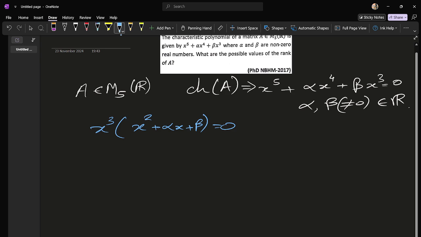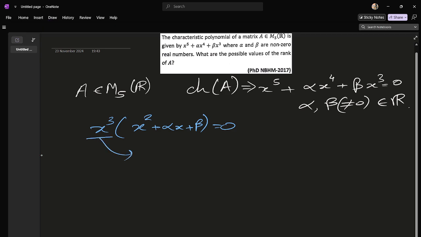Which implies that x cube equals 0, so there are three eigenvalues which are 0. Exactly three eigenvalues are 0. Now the rank is at least 2 corresponding to the non-zero eigenvalues. If both the eigenvalues of the quadratic factor are non-zero, then the rank will be at least 2.